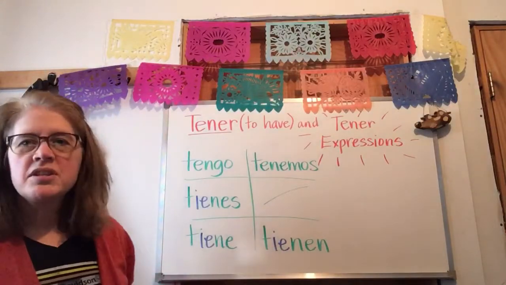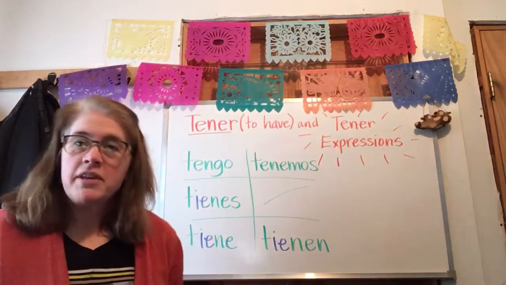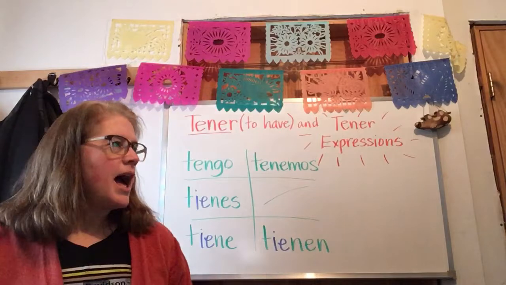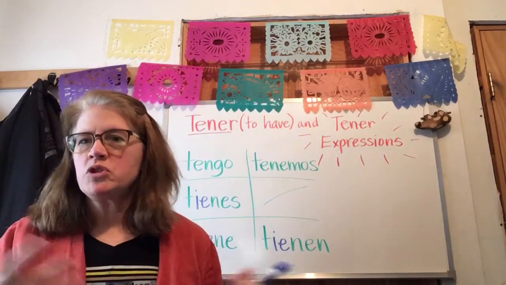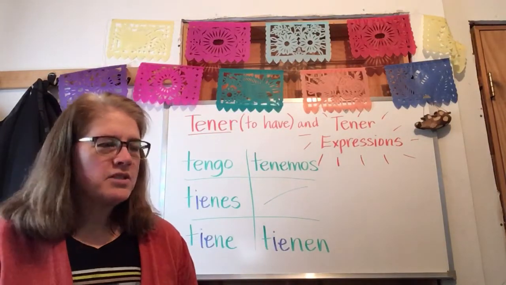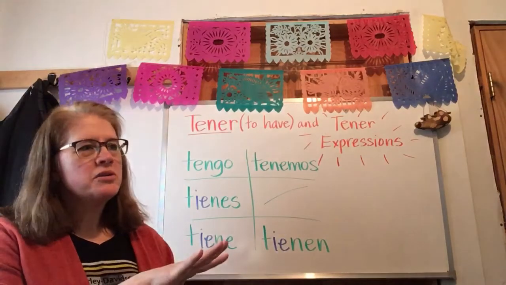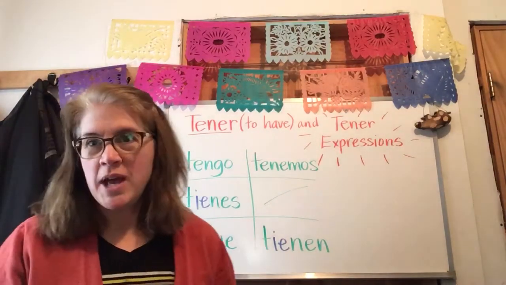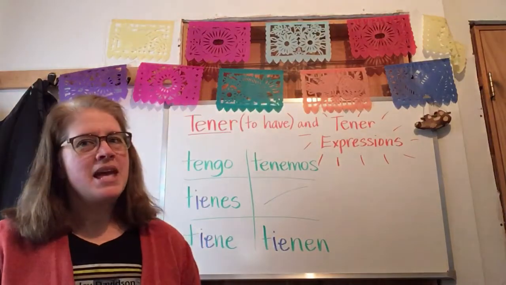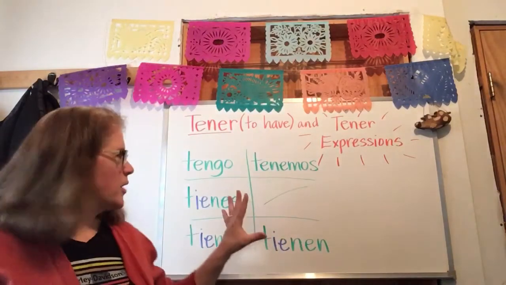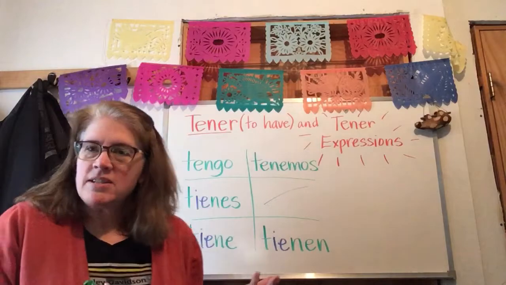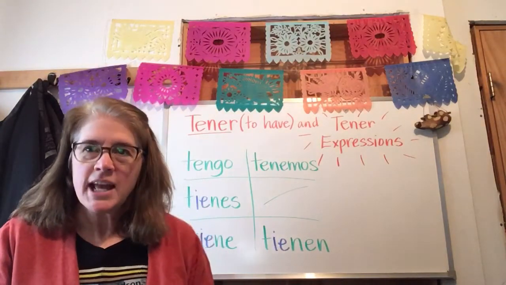Now, we use this verb if we want to talk about things that we have, right? So I could say, yo tengo mucho papel. Or, ¿tienes un bolígrafo? Do you have a pen? Ellos tienen muchos perros. They have many dogs. Okay, so possessions, that's the basic meaning for tener.